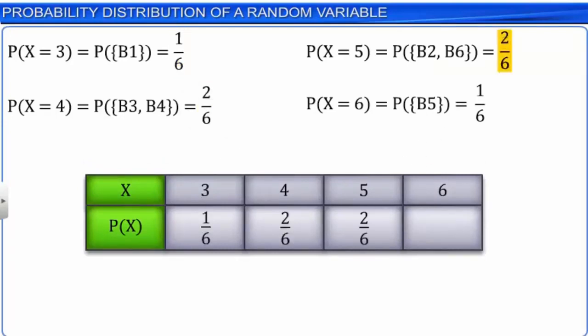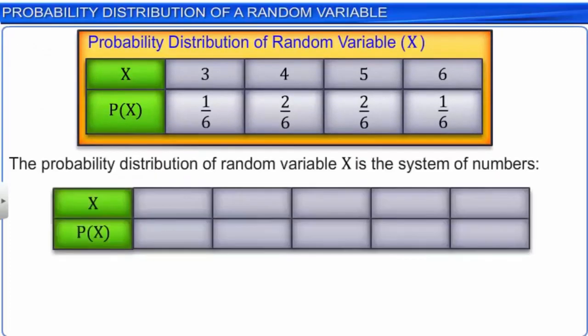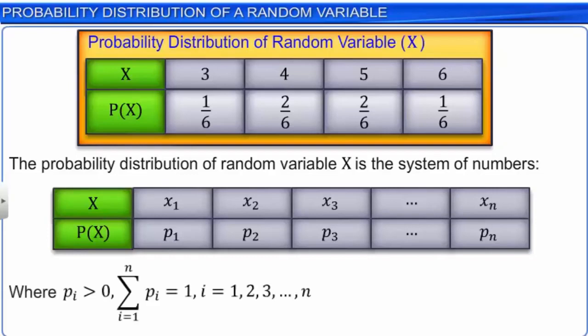This table is called the probability distribution of random variable X. In general, the probability distribution of random variable X is the system of numbers x1, x2, x3 and so on up to xn, along with the corresponding probabilities P of X is equal to P1, P2, P3 and so on up to Pn, where every probability is greater than 0, and the sum of the probabilities is equal to 1.